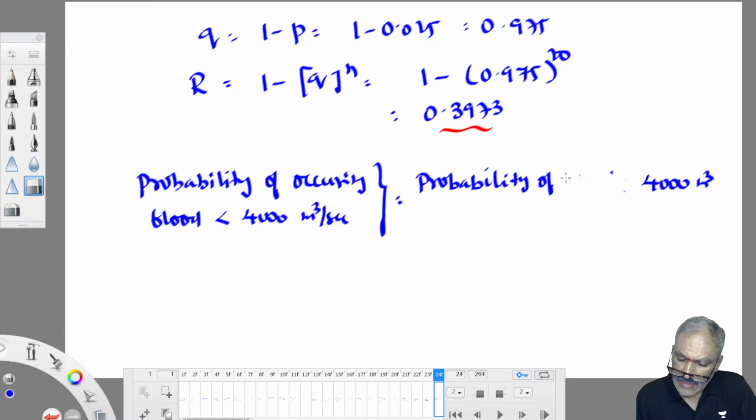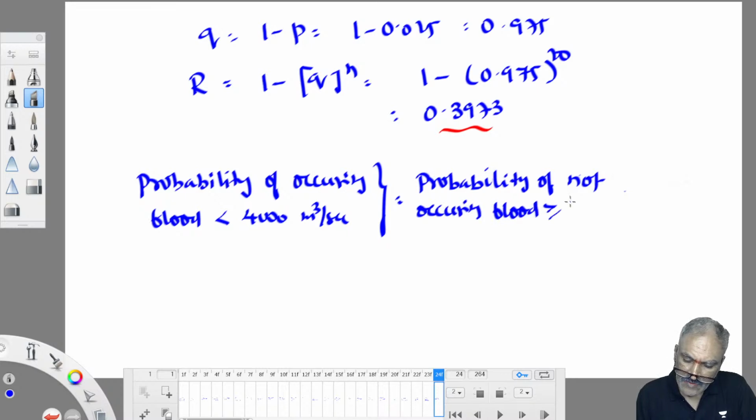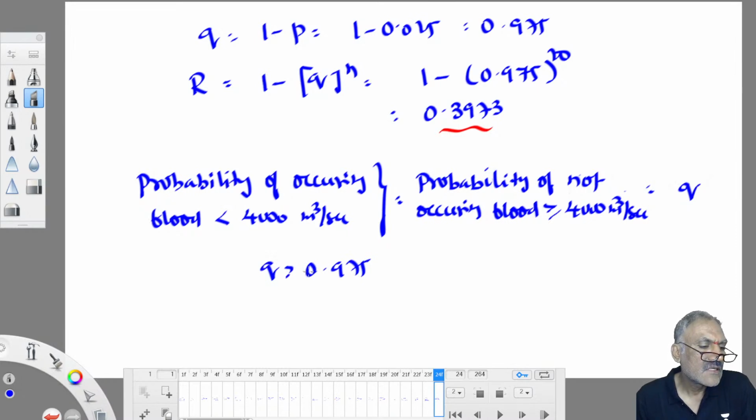Probability of the flood not occurring, greater than or equal to 4,000 meter cube per second, which is nothing but probability of not occurring, means Q only. It is indirectly asking for Q. What is Q? Already we got Q is equal to 0.975. That's it. There the end matters.